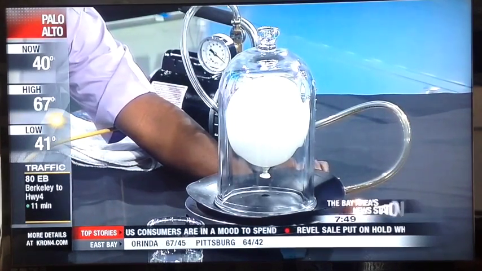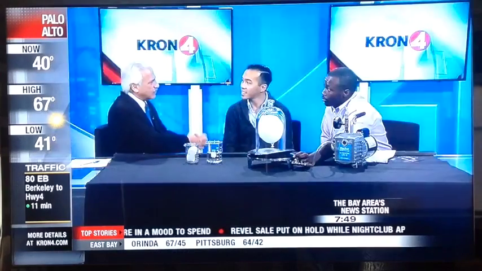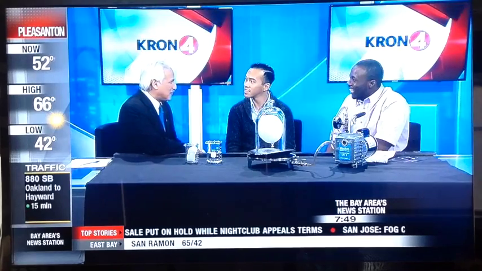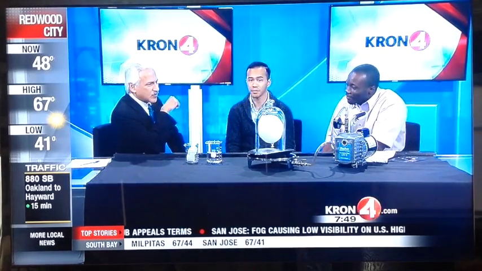Okay, what does the generator do? It just sucks the air out of everything? That's right. Yeah, it sucks the air out of it. That's my unscientific description of what's going on here. Okay, so we see what happens to a balloon. Tell us what's going to happen next when we put in the water. Go ahead and show us.